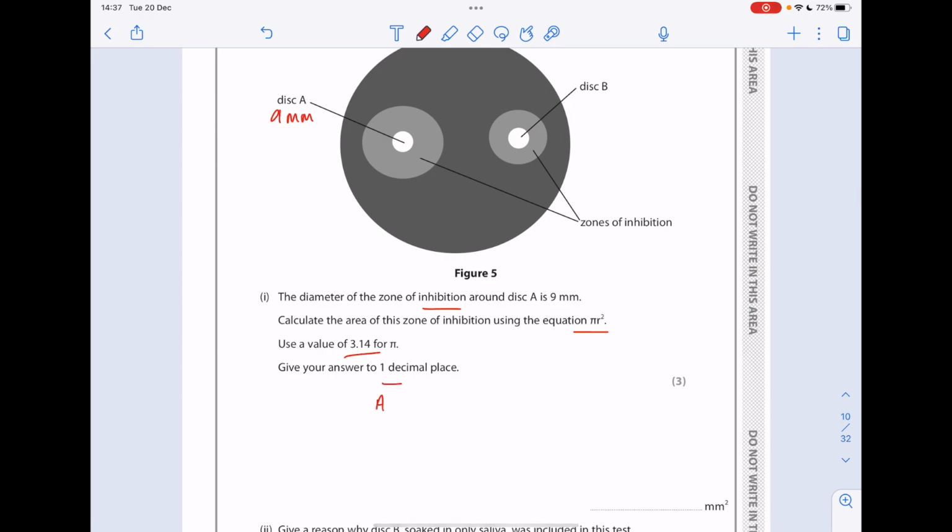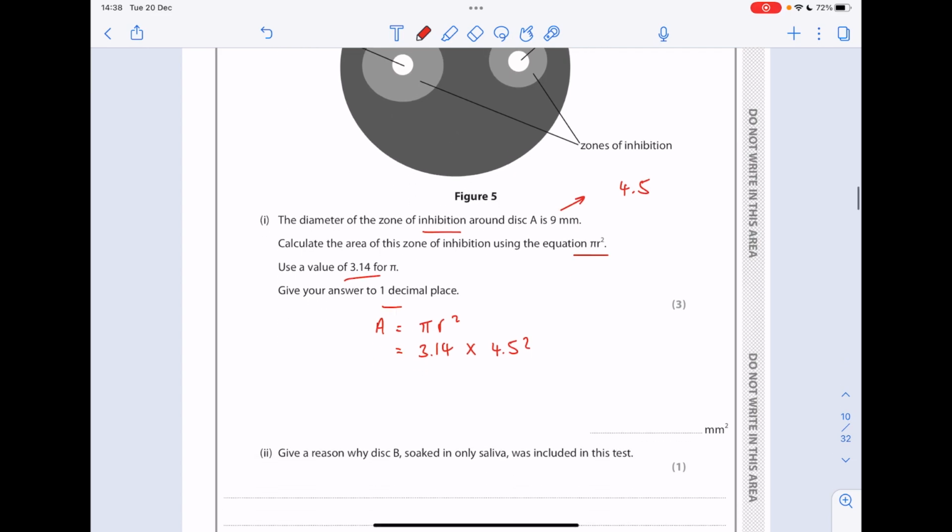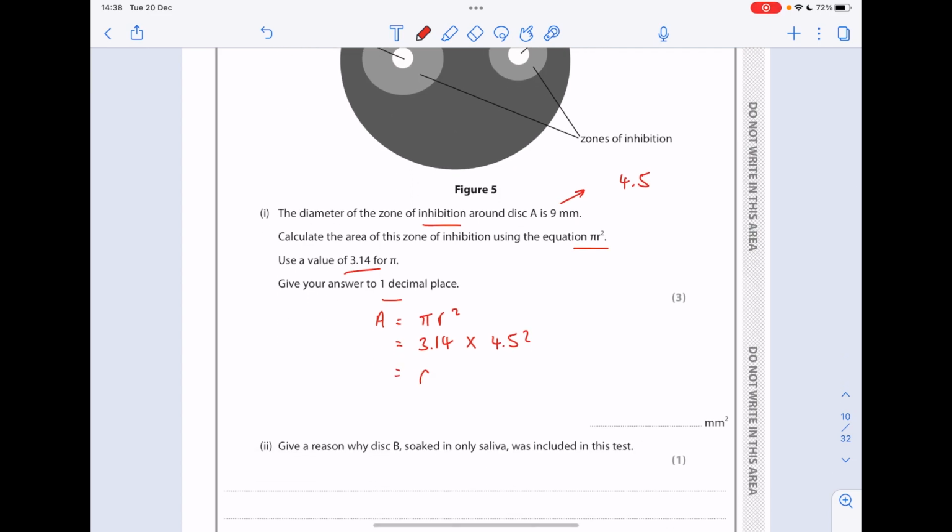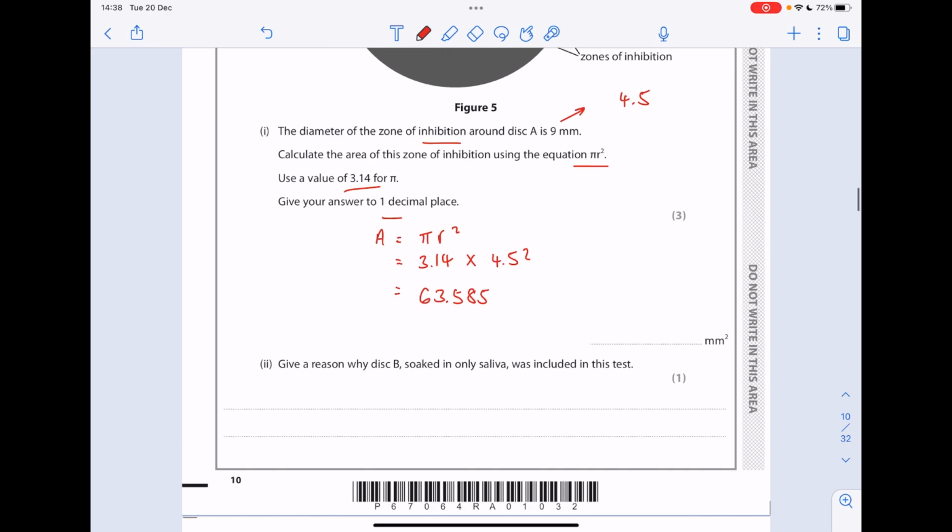So the area equals pi r squared. If this is the diameter, then 4.5 is the radius. We've been told to use 3.14 as pi. Put that into your calculator to get 63.585. Then we need our answer to 1 decimal place.